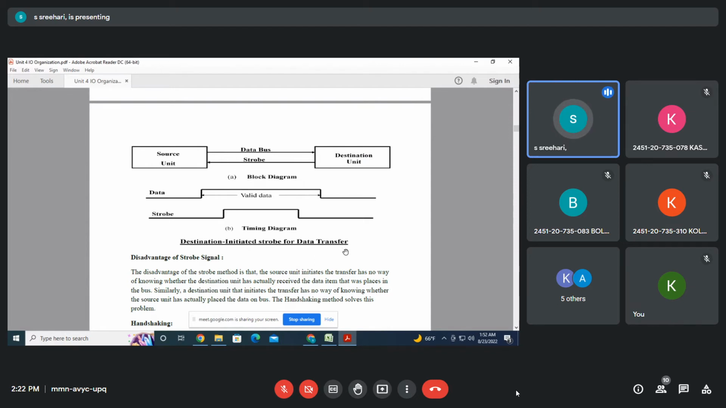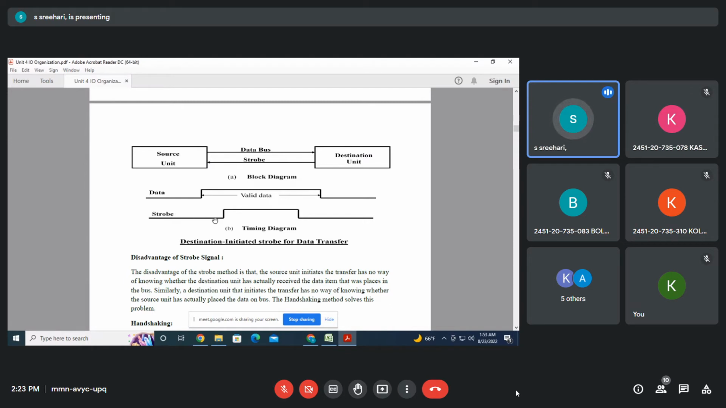That means the one who is asking for the data, the destination unit, requests it. You can see here that the strobe signal direction is coming from the destination to the source. So the destination is saying, I need some data, so that it is activated. It is first activating the strobe signal.